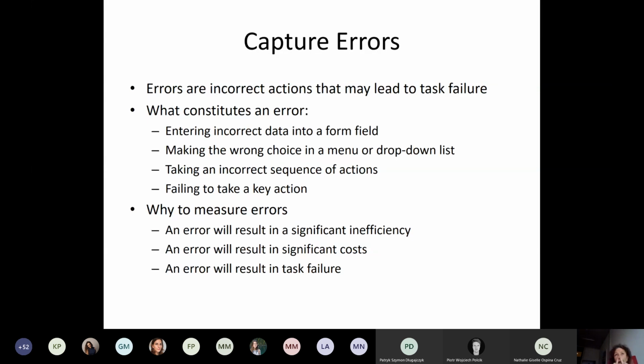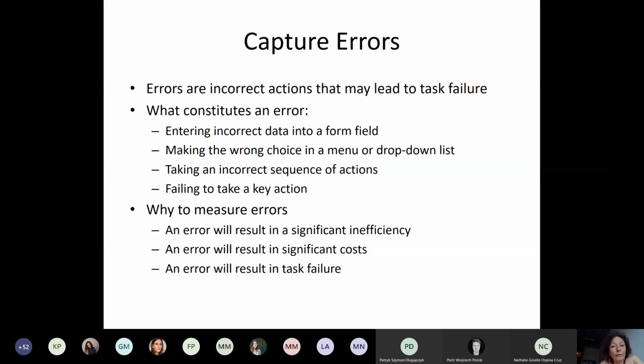Errors, in my opinion, understanding user errors is really an important highlight about the quality of your application. And errors are defined as incorrect actions that may lead to task failure. Let me just stop for a second and see if we have any question so far. Okay, no question. Good. So errors are incorrect actions that may lead to task failure. What is an error? It really depends on your application.